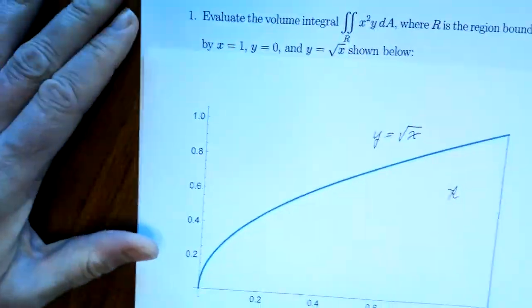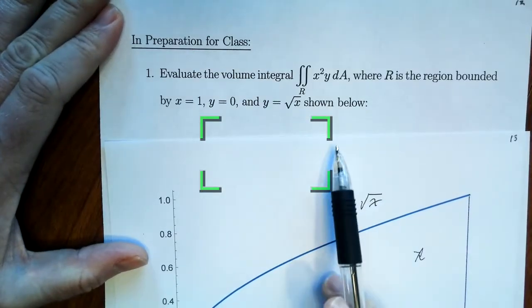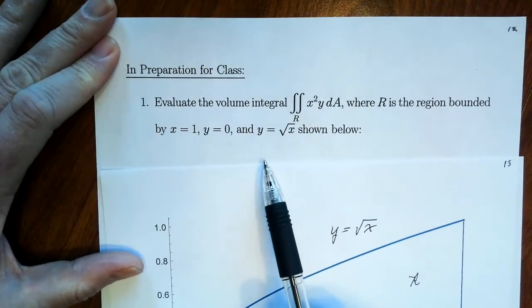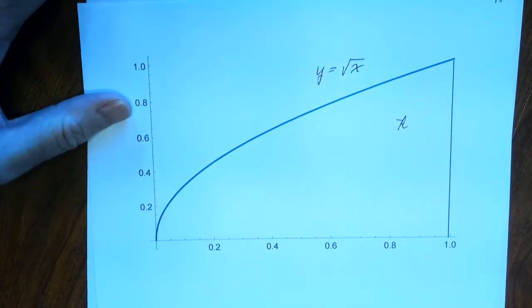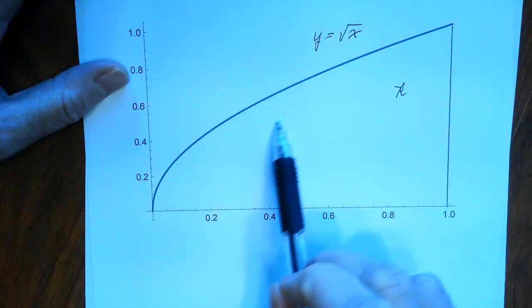Here are some problems for you to do in preparation for class. Evaluate the volume integral of x squared y, where R is the region bounded by x equals 1, y equals 0, and y equals the square root of x. That's this region. So it's everything in here.